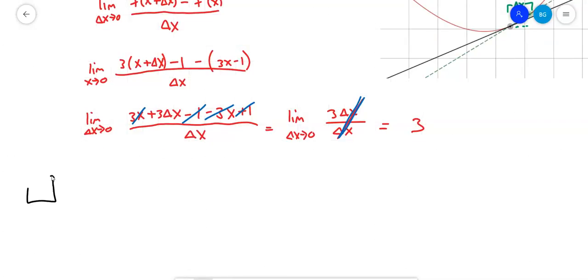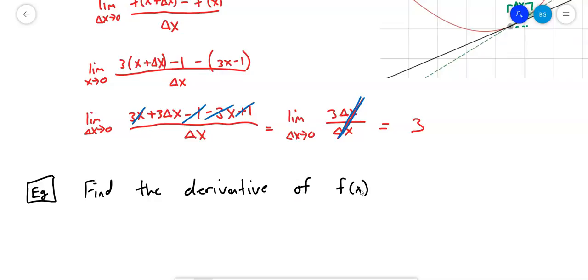So now, let's move on and maybe try a slightly more curvy function. So we're going to find the derivative. We're going to stick with polynomials, and I'm only going to move up the complexity ladder just a little bit. We'll try a quadratic function. Find the derivative of, let's say, f of x equals 2x squared minus x plus 6.